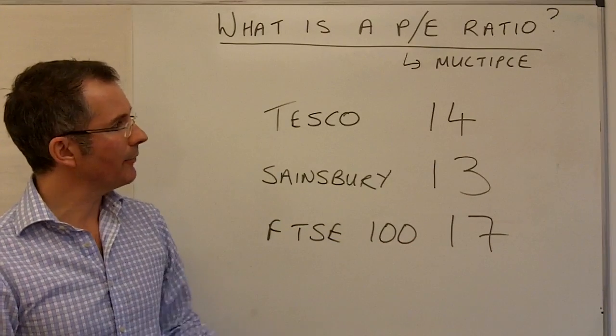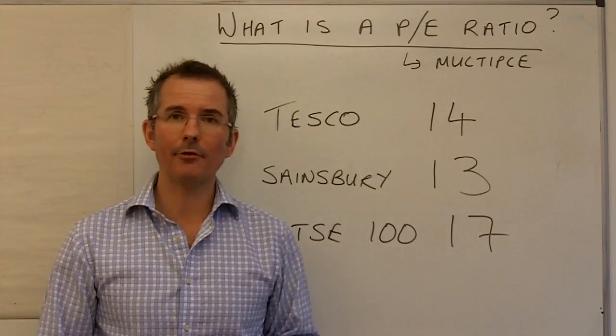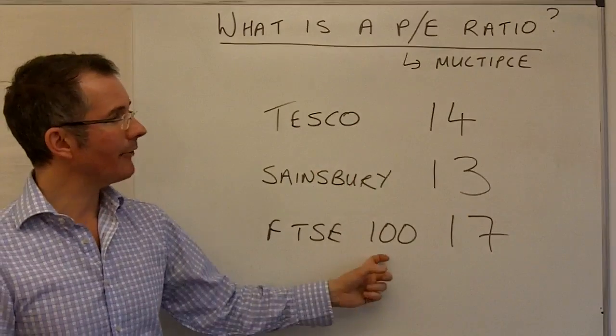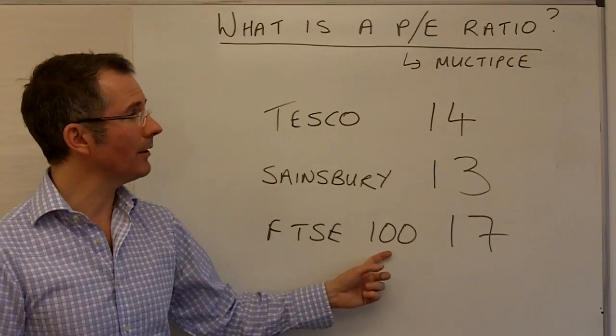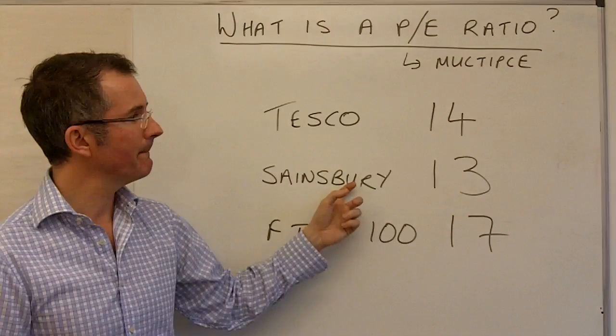So the key with ratios, all ratios, not just the PE multiple, is to hunt around for something to compare them to. By themselves, they're a little bit dangerous. Once you've got a comparison, then you can start to ask the question, do I think one of these companies is cheap, and which one do I want to buy?